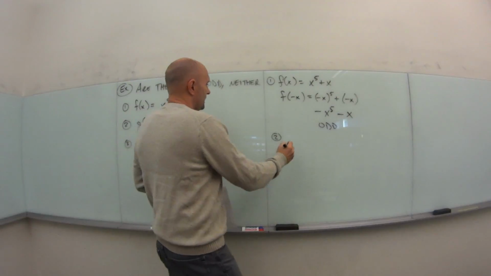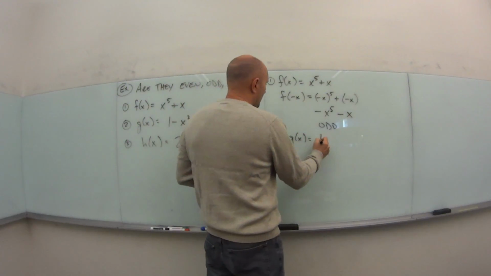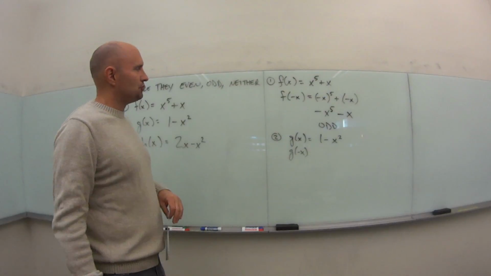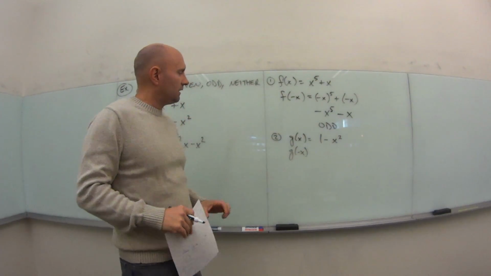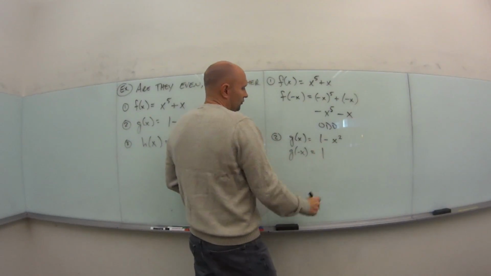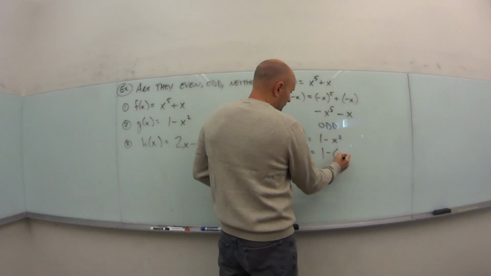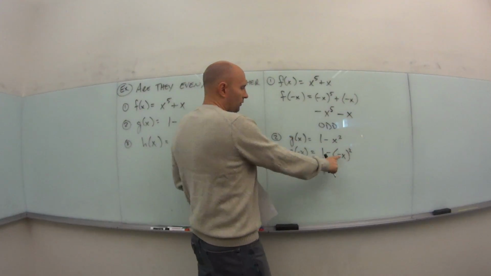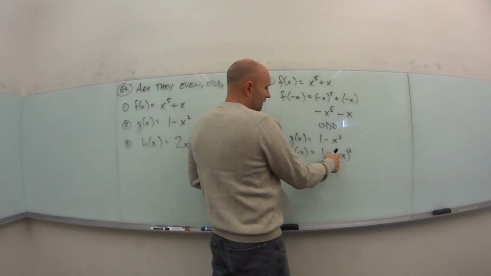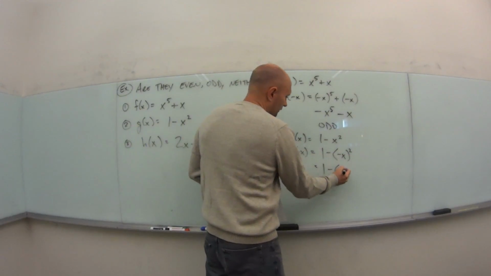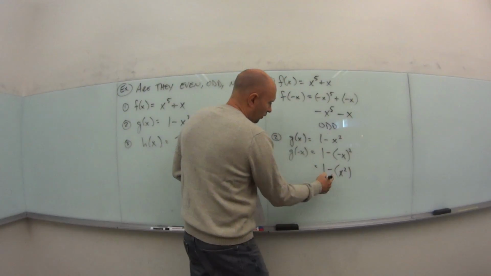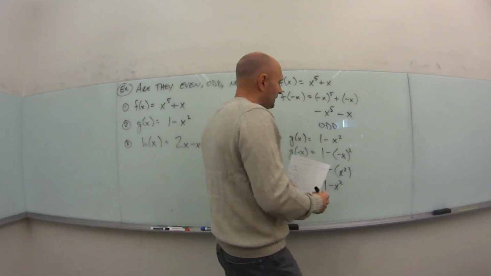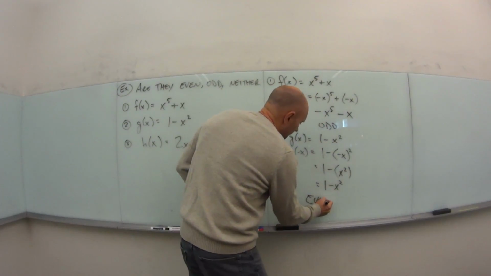Number 2, g of x is 1 minus x squared. So here we do g of minus x. The function name is g. The important thing is that we're plugging in negative x throughout the function. There's no x here, so that just stays 1, and then minus a negative x squared. Well, again, this just stays 1. Negative x squared is what? Negative 1 squared is positive 1, x squared is that, so simplifying that is 1 minus x squared. Go back and look at our original, they're the exact same, so that means what? That means this would be an even function.